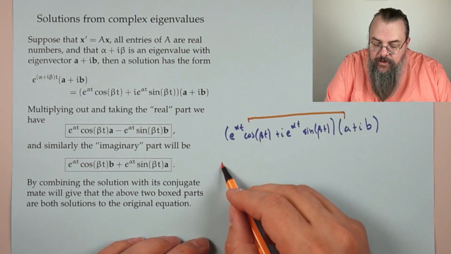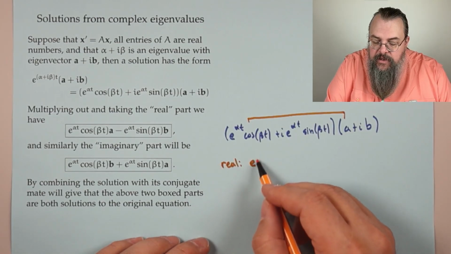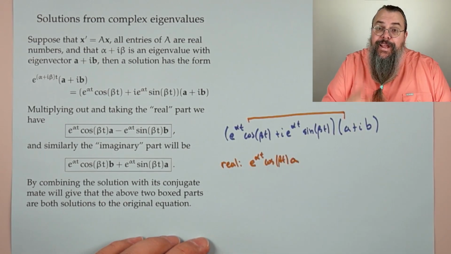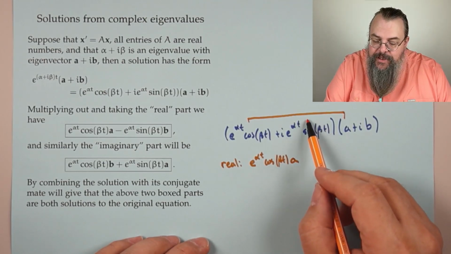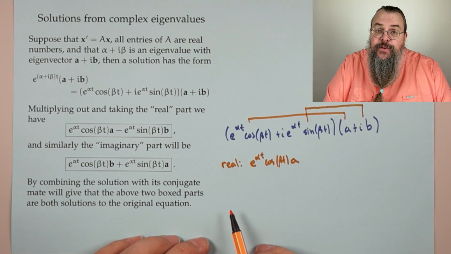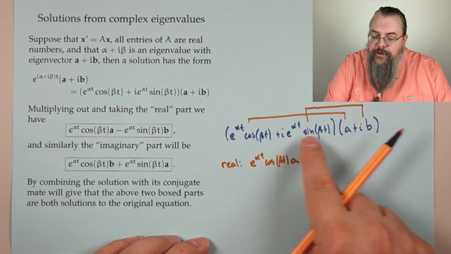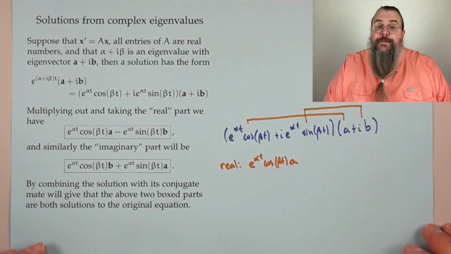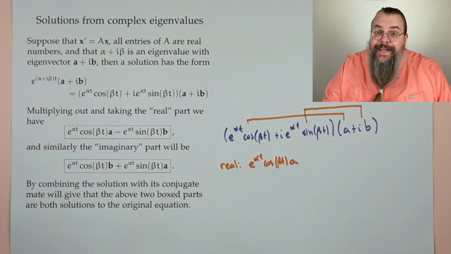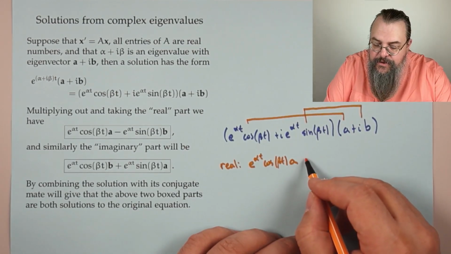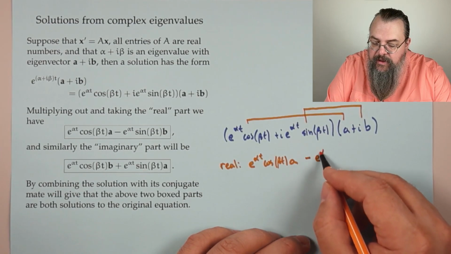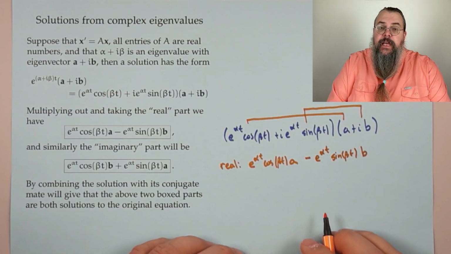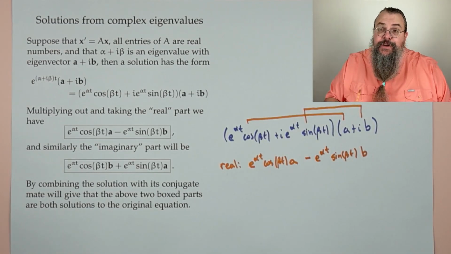Okay, so for our real part, we have e to the alpha t cosine beta t times a. Now there's another way to get a real part, namely, combine the two parts attached to i. Because what will happen? Well, you'll have an i squared, and if you have an i squared, that turns into a minus, and the i goes away. So you have a minus e to the alpha t sine beta t times b. Okay, so expanding, that's your real part.